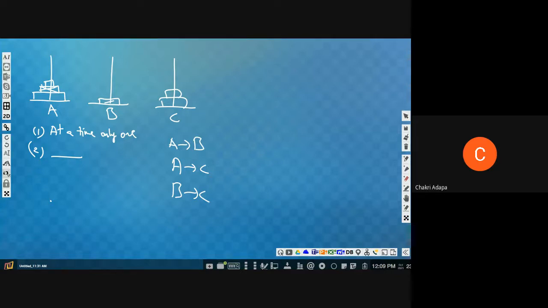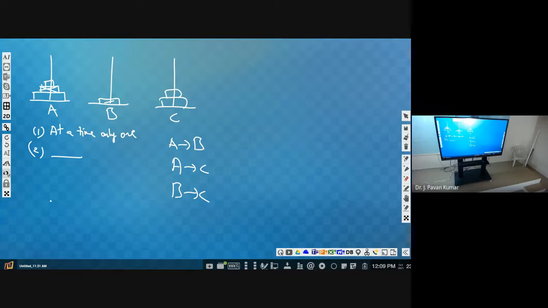So 7 steps here. Did you get it? How many steps? 7. Can you minimize it further? No, 7 steps needed, definitely. Not possible. Okay.